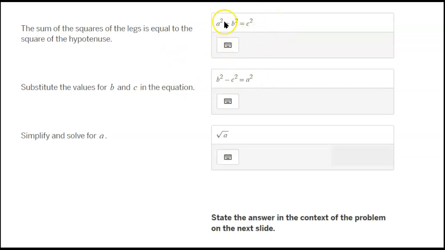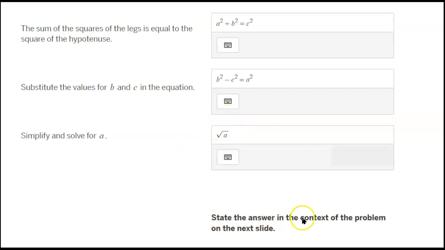This looks weird. A better way to do this would have been to subtract B from both sides. Then I would get A all by itself, and I would have C squared minus B squared is equal to my value. Either way, this is how I've set this up. So I see that B squared minus C squared is equal to A squared, and in order to find my solution, I can find the square root of A.